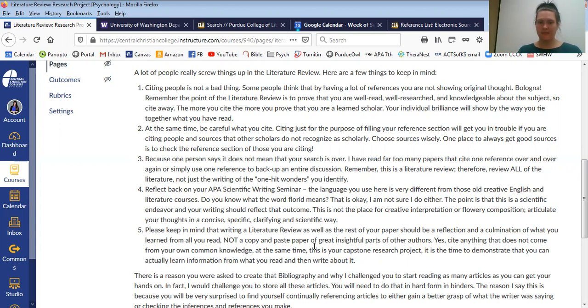Do you know what the word florid means? It's okay, I don't really either. The point is that this is a scientific endeavor. Your writing should reflect that outcome. This is not the place for creative interpretation or flowery composition. Articulate your thoughts in a concise, specific, clarifying, and scientific way.